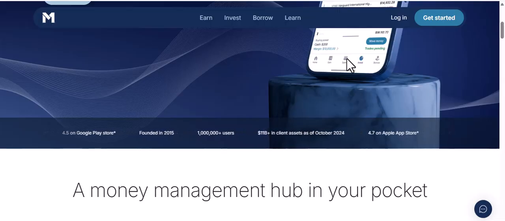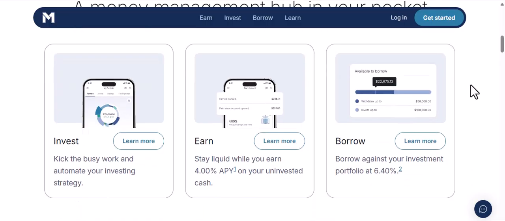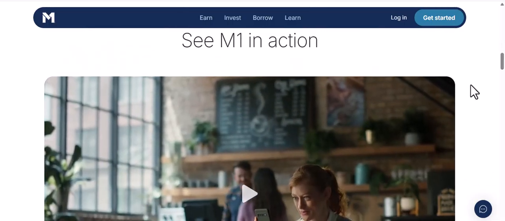At the top of your dashboard, you'll see your total portfolio value. This is the big number, and it represents all the money you have invested in your M1 account. This includes your invested funds, any uninvested cash, and any borrowed funds. Think of it as a snapshot of your entire financial picture within M1 at that very moment.